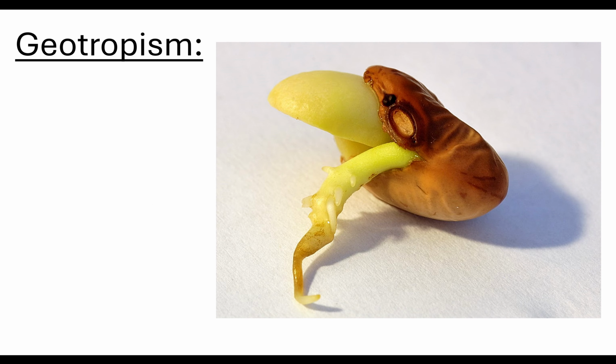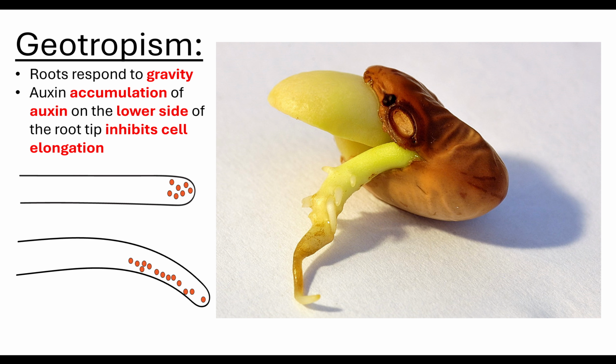So the other one you need to know is geotropism. So geotropism is about the root's response to gravity. So the roots should grow down towards gravity, positive geotropism, and the shoot should grow away from gravity. Well, in this case, with geotropism, actually the auxin accumulates on the lower side of the root tip, and it actually inhibits cell elongation. So at the roots, auxin works slightly differently.